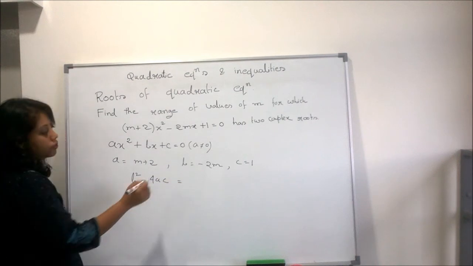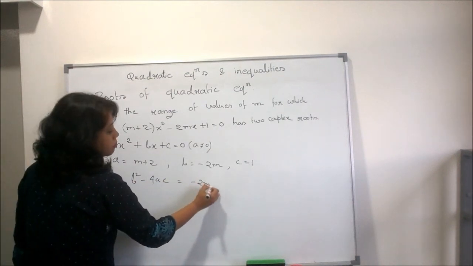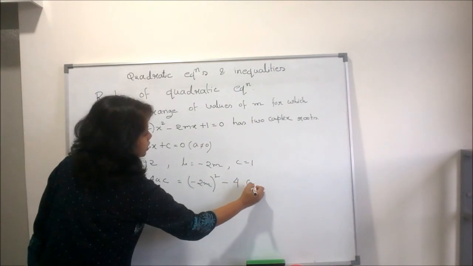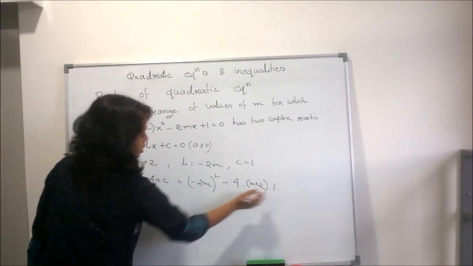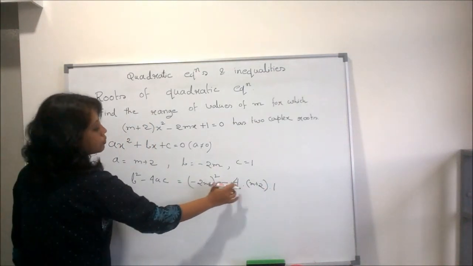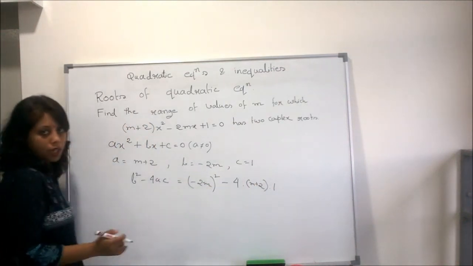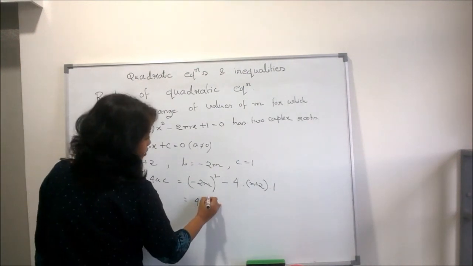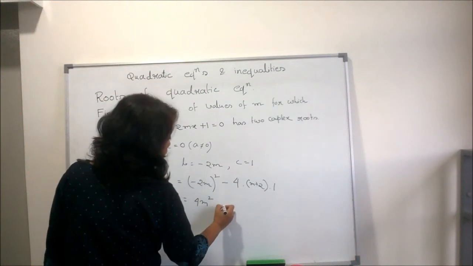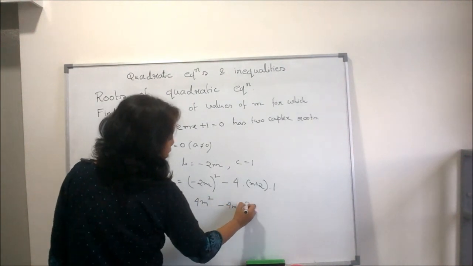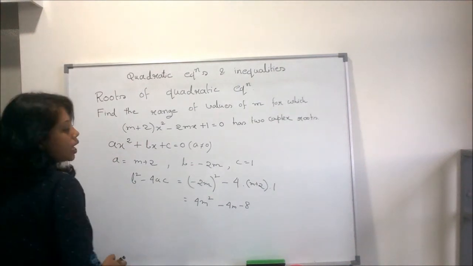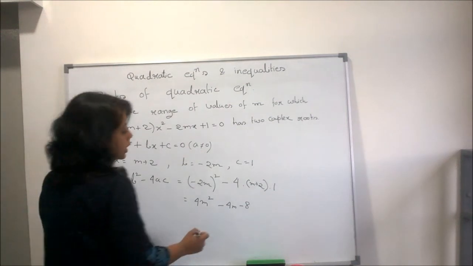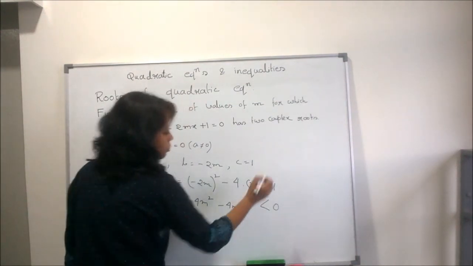So here we can get minus 2m whole square minus 4 into m plus 2 into 1. B square minus 4ac. Okay. So here it is 4m square, and from here we can get minus 4m minus 8. Okay. And now the condition to have complex roots is that it is less than 0.